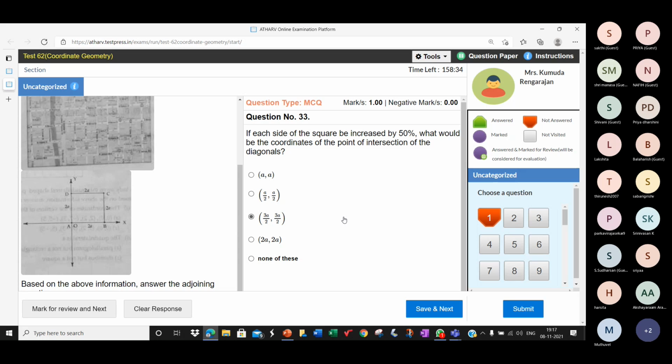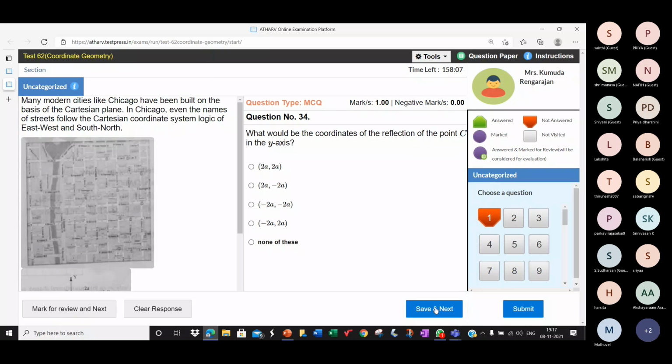To answer this question, we just have to find the midpoint using the midpoint formula: x1 plus x2 by 2, y1 plus y2 by 2. Take up any one of the two diagonals, AC or BD. You know the coordinates, and find the coordinates of the midpoint. That's the answer to this question.